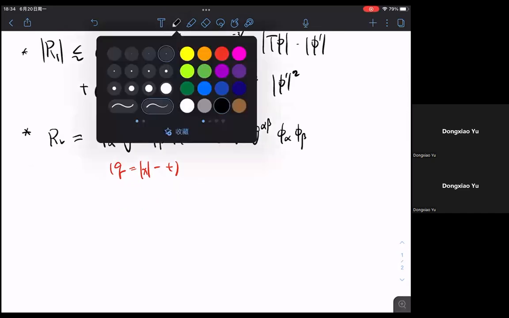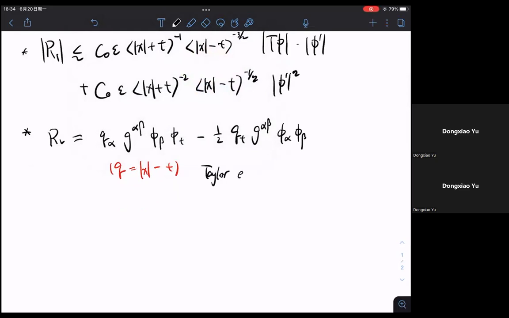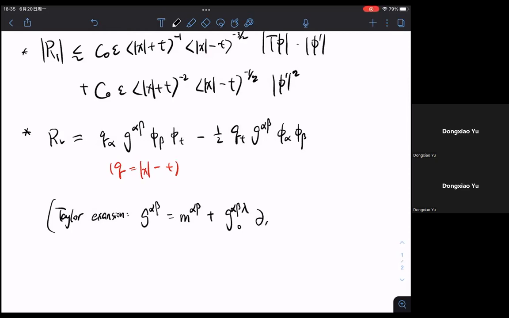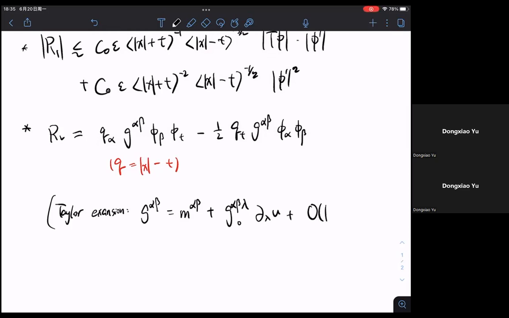Also remember that we have a Taylor expansion for this G^alpha beta. G^alpha beta is equal to M^alpha beta, which is the diagonal matrix diag(-1, 1, 1), like the Minkowski matrix, plus a linear term G^alpha beta lambda 0 partial_lambda u, plus some remainder, which is quadratic terms.